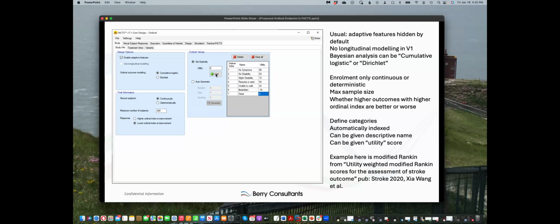So you simply click add the categories until you have the number you require. They will automatically be numbered, and there'll just be a sort of default name here, like outcome 1, outcome 2, or category 1, category 2, which you can then click on and edit so that they are meaningful. And as you create them, it will create a default value for the utility, but of course you're almost certainly going to need to go in there and edit them. For instance, here these utilities come from a paper on stroke using a utility-weighted modified Rankin score.